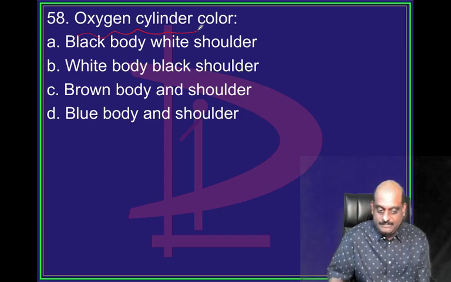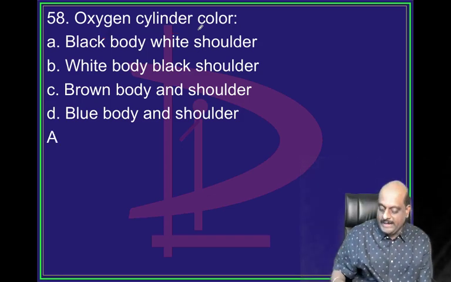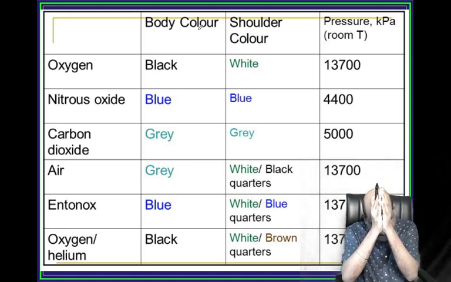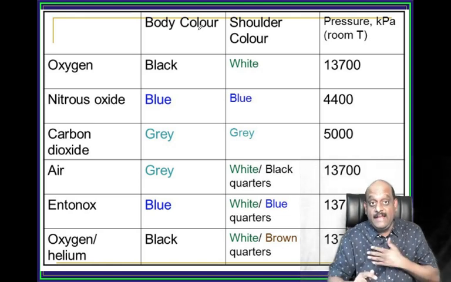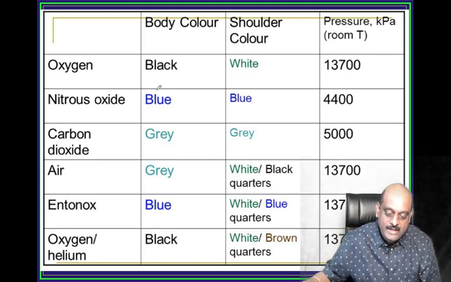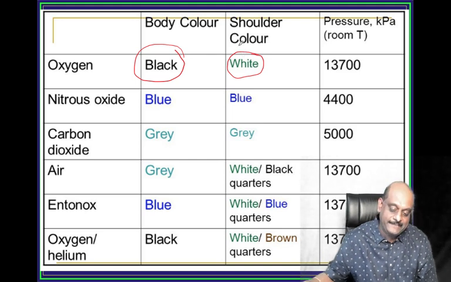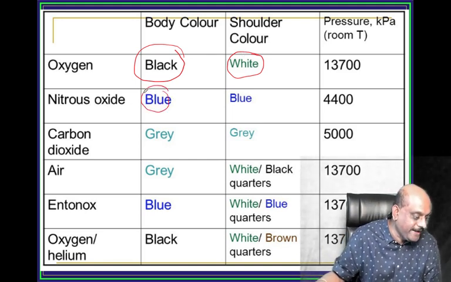So very good. Oxygen cylinder is black body, white shoulder. Doctor, please keep this in your heart when going to the exam, definitely one question will come. Oxygen black body, white shoulder. Nitrous oxide all blue, very good.